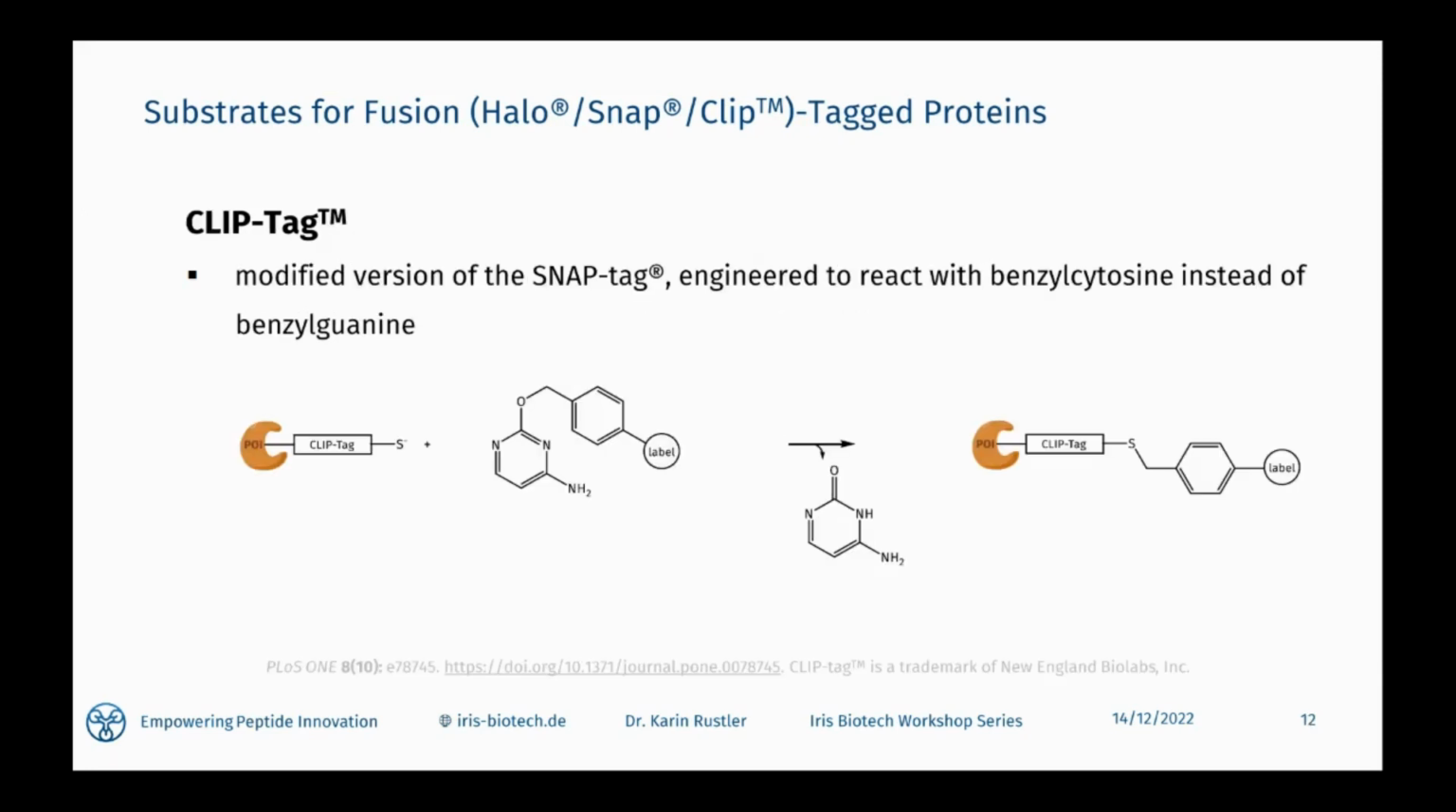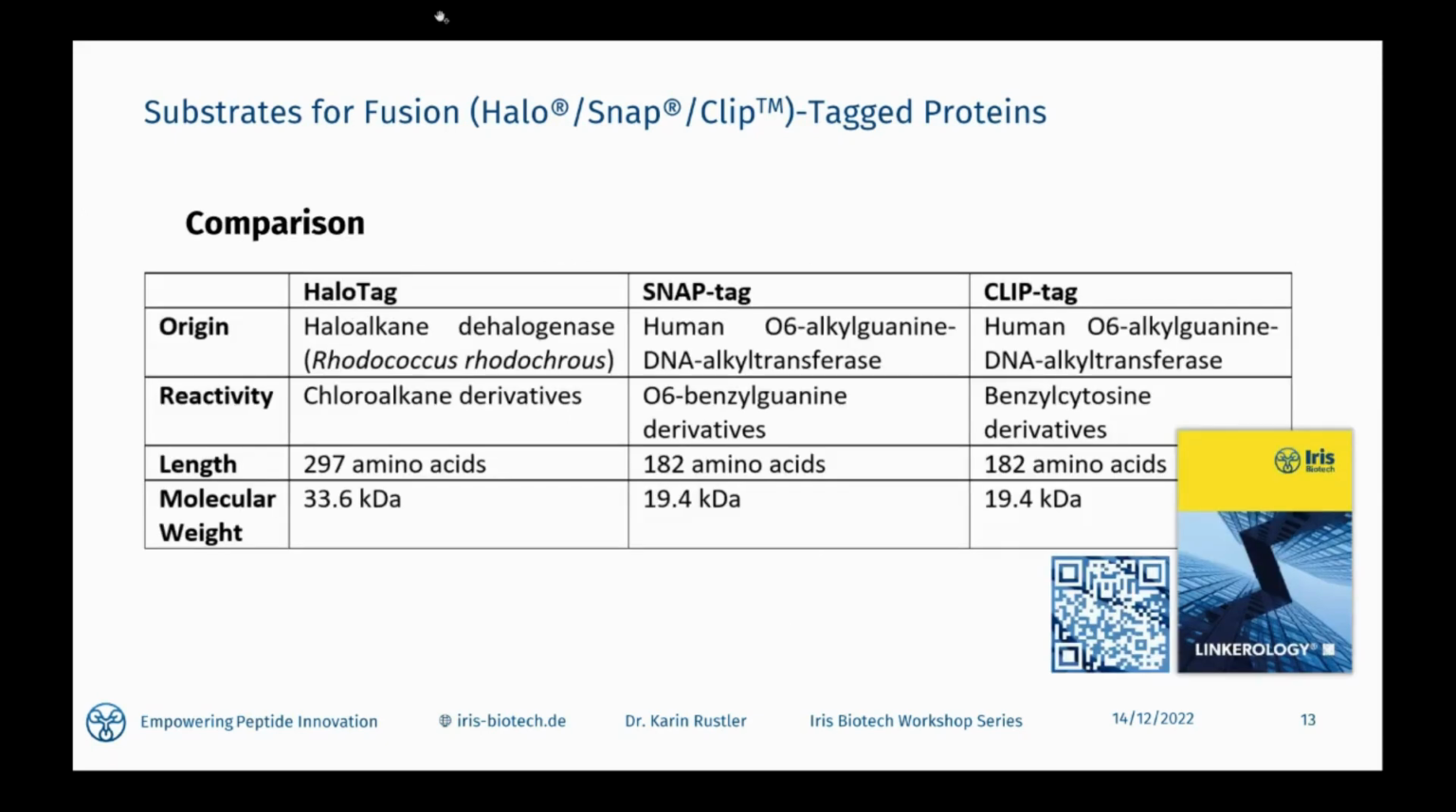Last but not least, there is also the clip tag, which is a modified version of the snap tag, which reacts with benzylcytosine ligands. So also here you see the reaction scheme. All those three tags can be used to introduce labels or functional groups on a protein upon reaction with a specific ligand. If you are interested to get more information, get in contact or download our brochure about linkerology and discover our portfolio of available ligands for those protein tags.